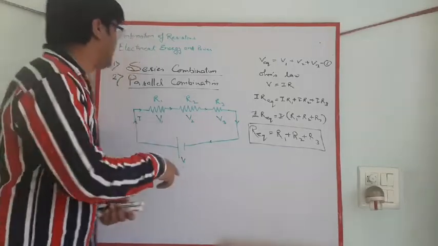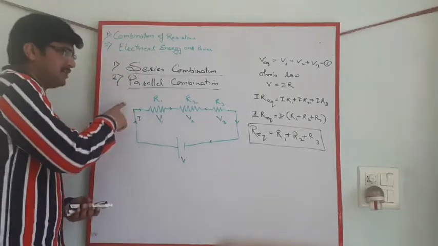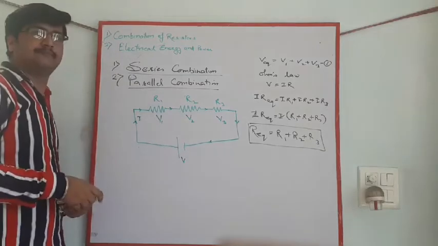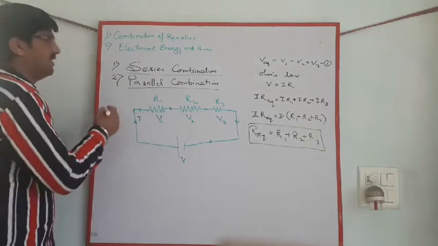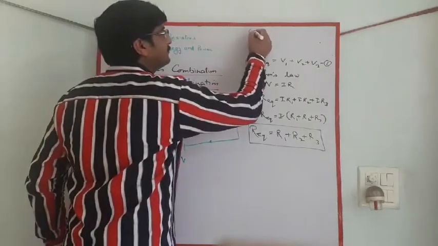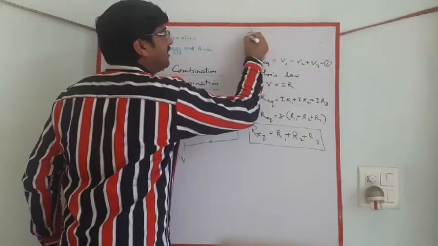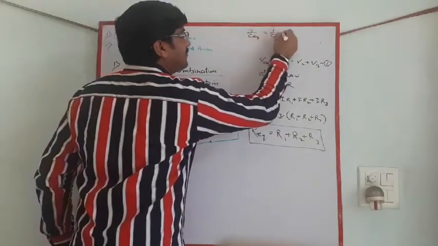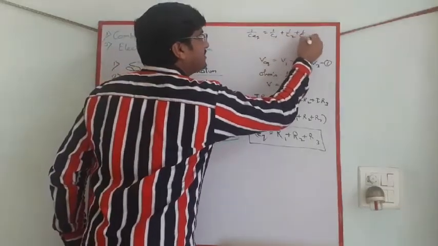Now, if we see the series combination of capacitors, we got the result that in series combination 1 by C equivalent is equal to 1 by C1 plus 1 by C2 plus 1 by C3.